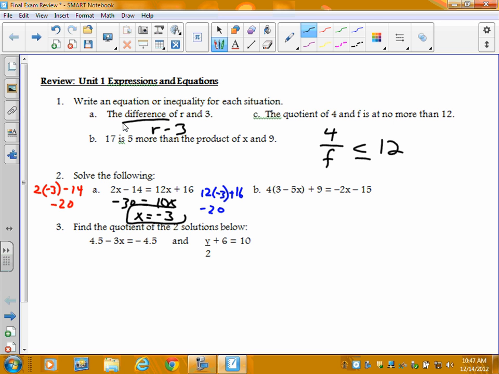17 is, what does is mean? So equals 17. 5 more than the product of 9 and x, so 9x plus 5. Okay, we got to set it up.